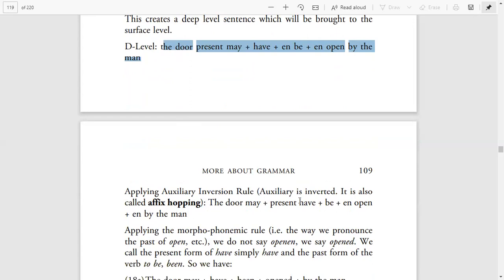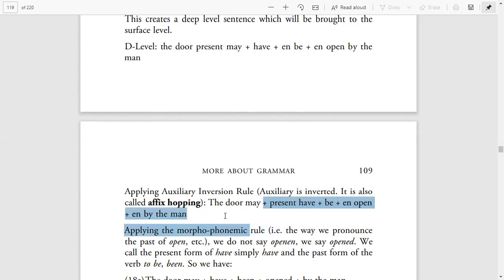Apply the auxiliary inversion rule. Auxiliary is inverted. You invert the auxiliary and change it, and when you apply this rule, it is known as affix hopping, and you get something like this: the door may plus present have, present form of have, plus here you use be plus en. Here you have changed the positions of the auxiliary. Have plus be plus en, open plus again en, by the man. So this means you have changed this form into this form, right?